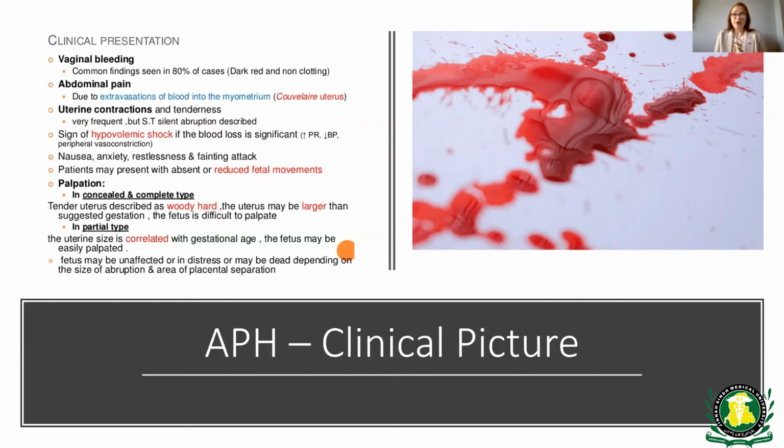On palpation, there could be two types of problems. One is a concealed type of hemorrhage, where you might feel that the tummy is very hard as a stone, or there could be no pain at all. It is called a partial type of abruption or partial type of bleeding. Our main cause of concern when an antepartum hemorrhage is happening is twofold: one is maternal well-being and one is fetal well-being.